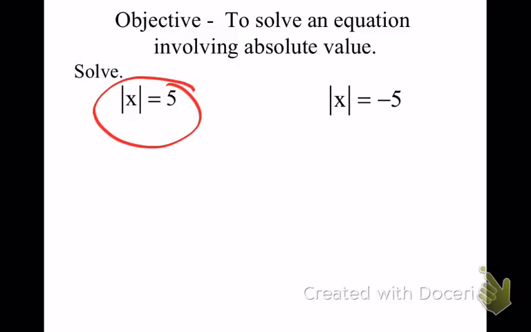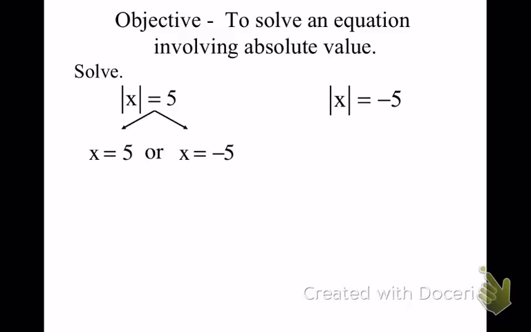Jackson? 5. Anything else? Chad? Negative 5. So you have two possible solutions, right? We have 5 and negative 5, because both of those answers will make it a true statement.